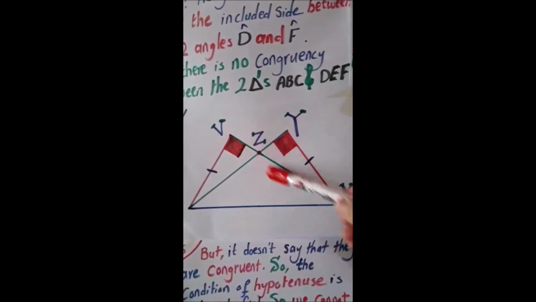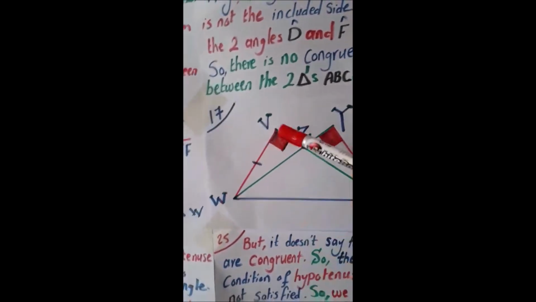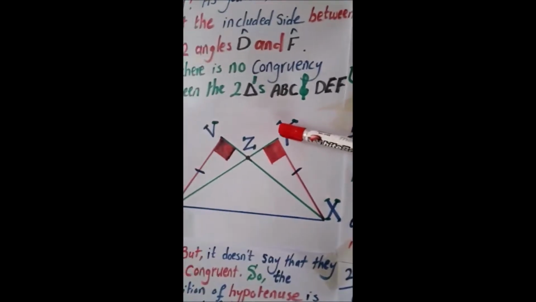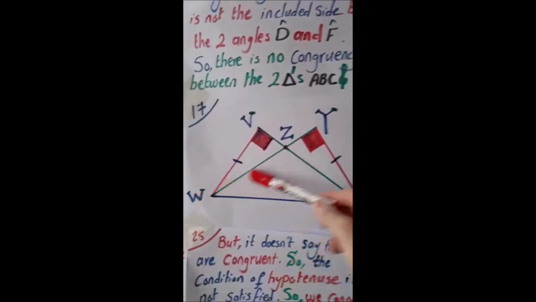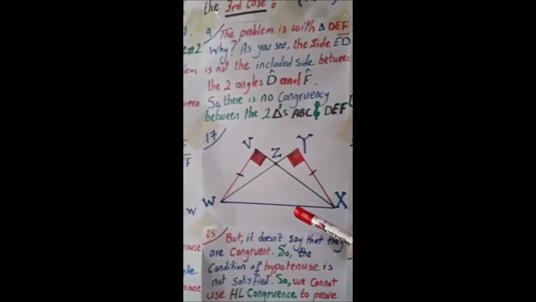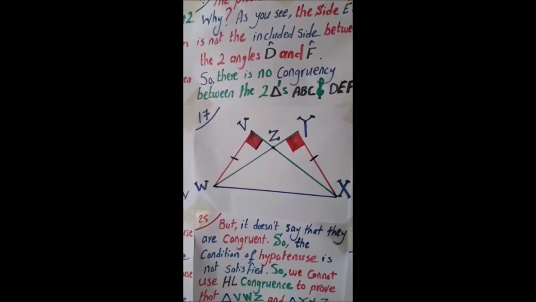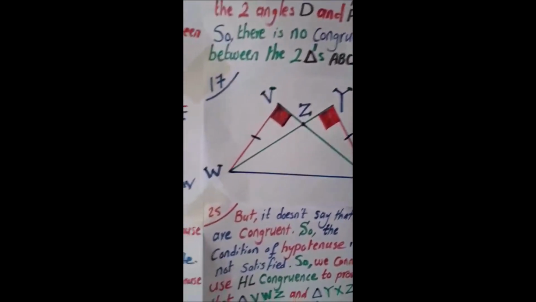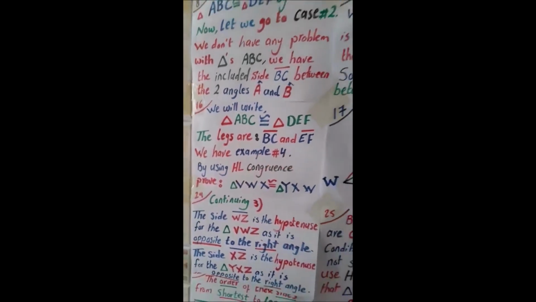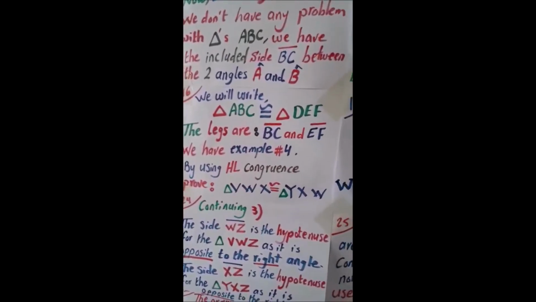VWX, yes, as you see it. And the second one is YXW, again, YXW, this is it. Yes, guys, it's clear that the side WX or XW is the common side between these two triangles. So again, can we use HL congruence, the last case, to prove that these two triangles are congruent?